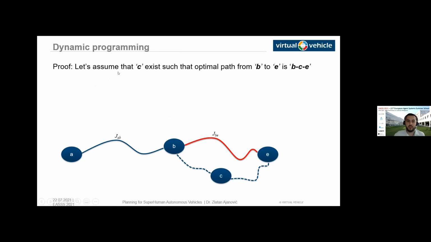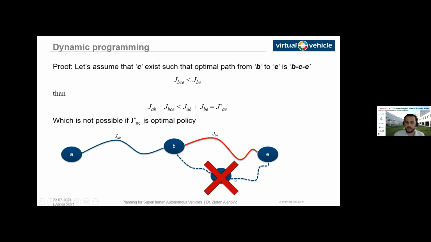It's actually very easy. Let's assume that some other C exists, and that the optimal path from B to E is BCE. So we say, okay, let's assume there is another path from B to E which is better than this part. So BCE should be smaller than BE. Then in this case, AB plus BCE should also be smaller than this part here. But that is not possible, because then this is optimal, and this is not possible. So it means that this is already the optimal path from B to E.